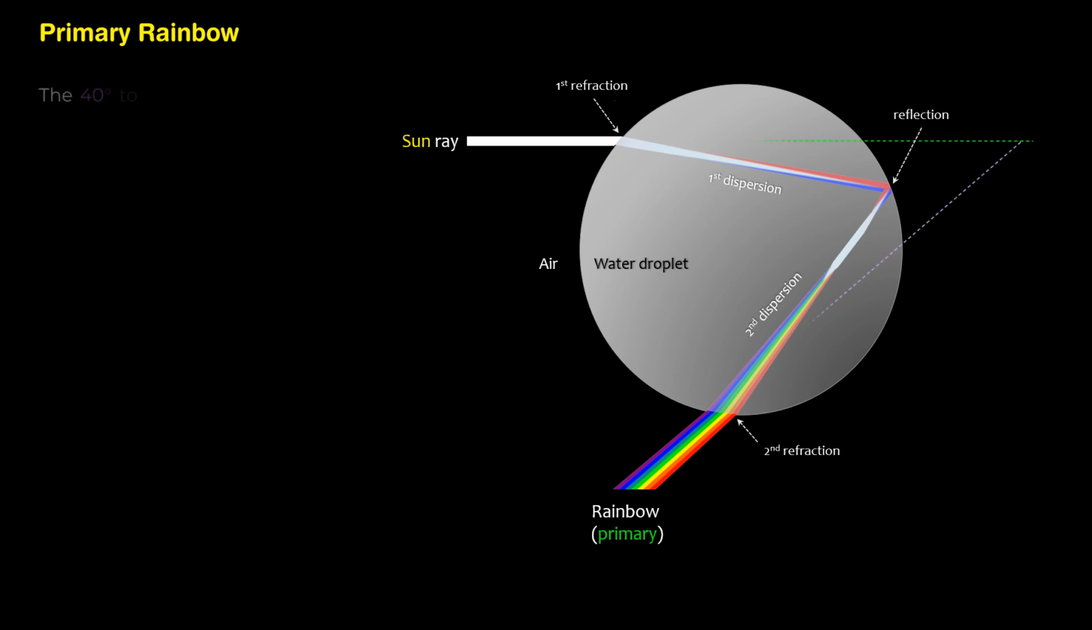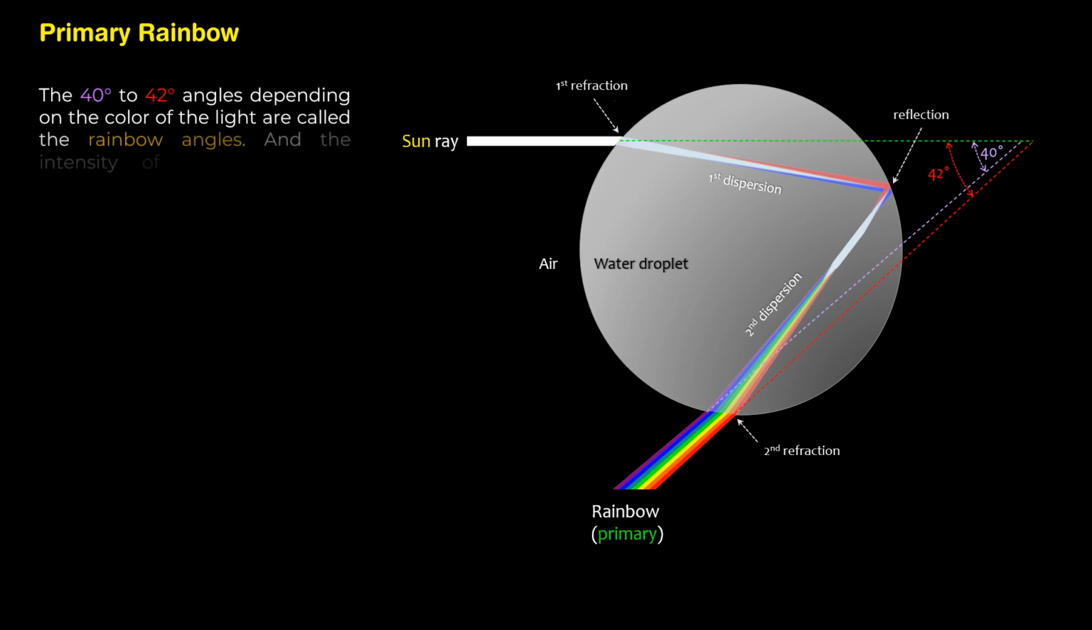The 40 degrees to 42 degrees angles, depending on the color of the light, are called the rainbow angles. And the intensity of each color is greatest at the rainbow angles. That's what causes the colored arcs.